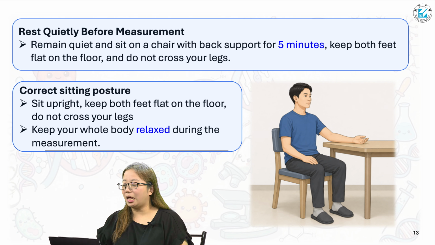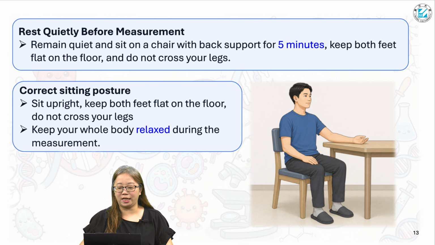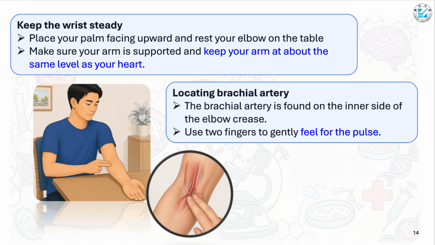During the measurement, keep your whole body relaxed. Try not to talk, laugh, move, or change your sitting position. Also, avoid being too nervous or holding your breath. Even small movement or talking may influence the results. A relaxed body position helps us get a more accurate blood pressure reading. So, before we measure, we should always make sure the person is sitting correctly, resting quietly, and feeling calm.